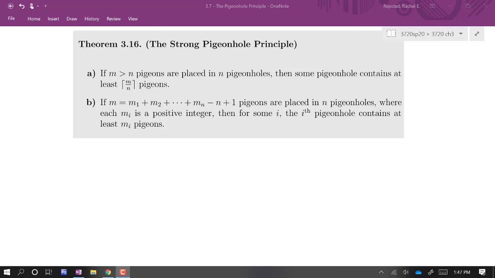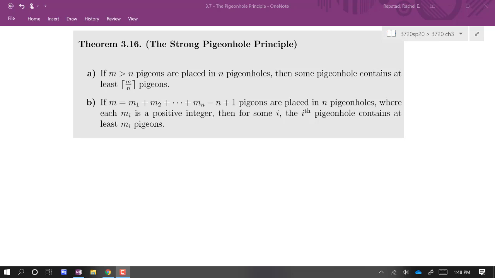Theorem 3.16 is the strong pigeonhole principle. It just makes a slightly stronger statement. The first part says if we have m pigeons and only n pigeonholes, more pigeons than pigeonholes, then some pigeonhole contains at least this many pigeons. So you just do the division and round to the next highest integer. Even though we're using the ceiling function, it kind of gives you a floor, saying some pigeonhole has to contain at least this many pigeons.